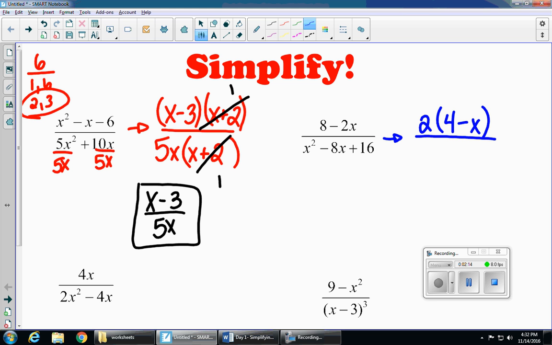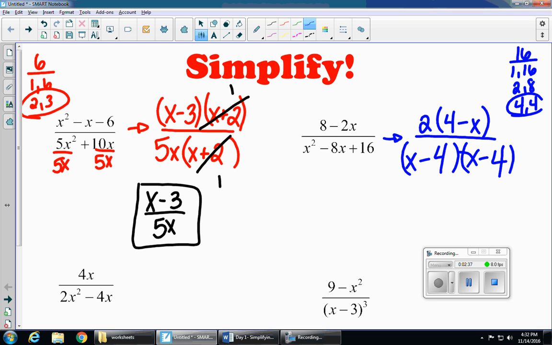In the denominator, I have a trinomial, so I'm going to set up two parentheses. An x goes in each. I have a negative, and a negative times a positive is a negative. So I'm looking for the factors of 16. That will give me 8. So my factors are 4 and 4. So I have x minus 4 and x minus 4.